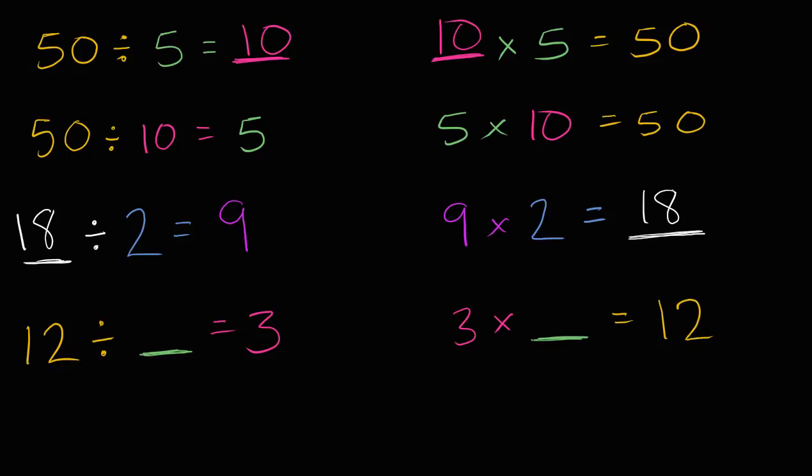And 3 times what is equal to 12? Well, 3 times 4 is equal to 12. So 12 divided by 4 is equal to 3.